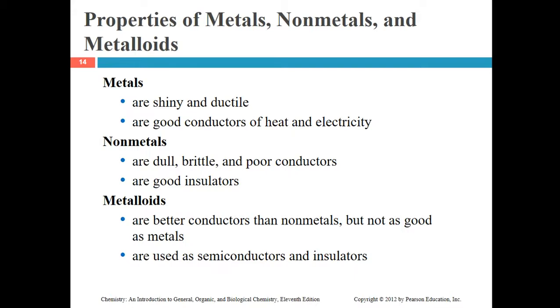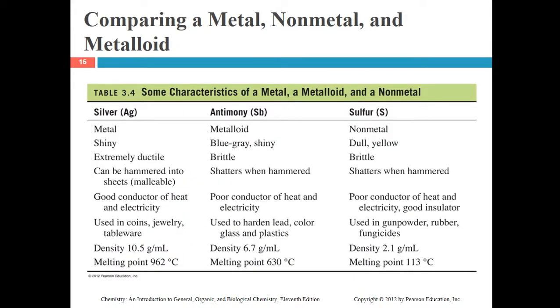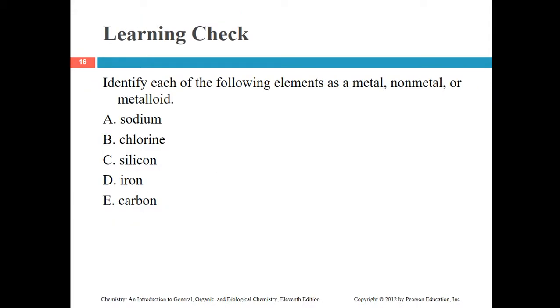And one of our most famous metalloids of all is silicon, which is our Silicon Valley. Why is Silicon Valley called Silicon Valley? Because they make a lot of computer stuff there. And what do they use to make the semiconductors? Oh, there's our silicon.